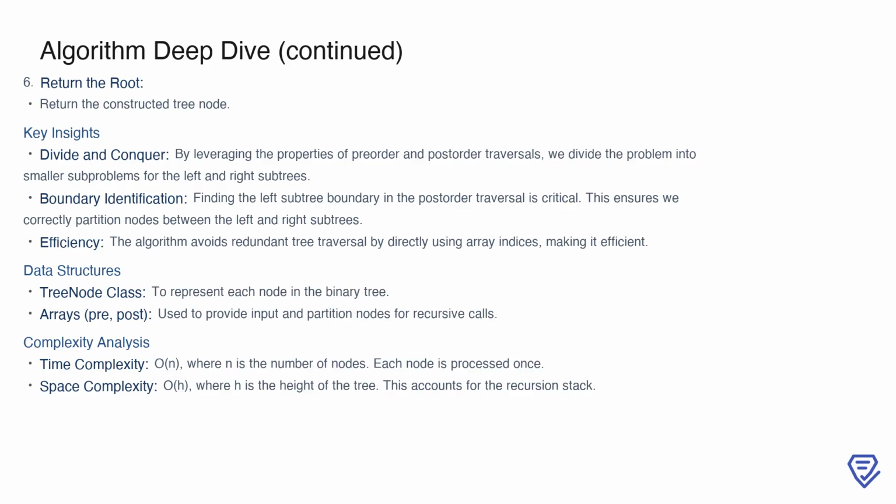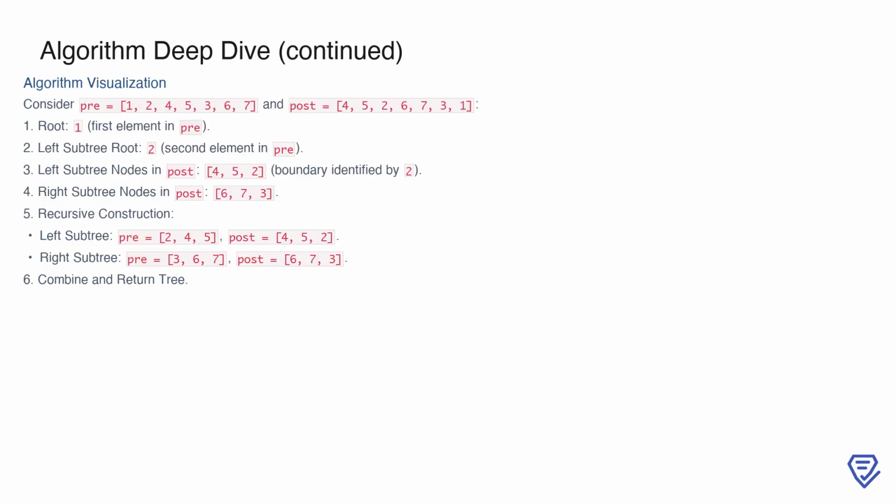The time complexity is O(n), as each node is processed exactly once, and the space complexity is O(h), where h is the height of the tree. The space complexity accounts for the recursive call stack, which is proportional to the height of the tree. To summarize, this algorithm effectively reconstructs the binary tree by combining divide and conquer with the properties of preorder and postorder traversals. Let's see how this algorithm works with an example.